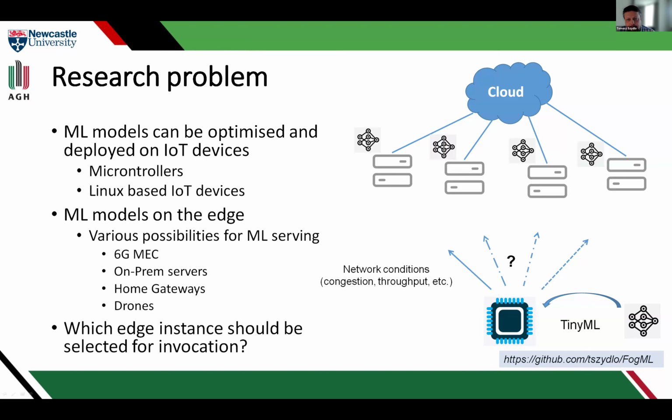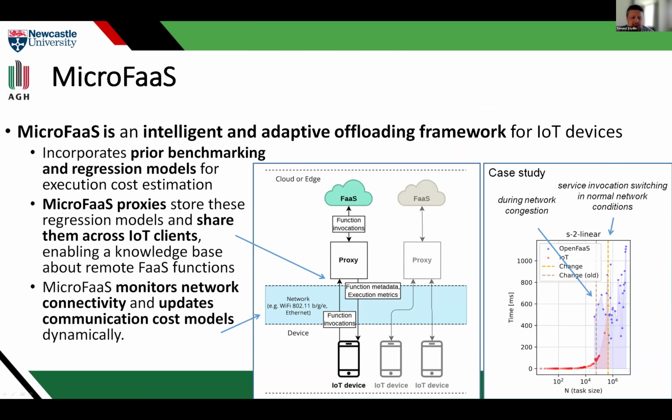But assuming that we have these models or the code deployed to various edge locations, the research problem is which edge instance should we select for the current invocation of the code and the model. So speaking of which, I would like to present our research outcome.